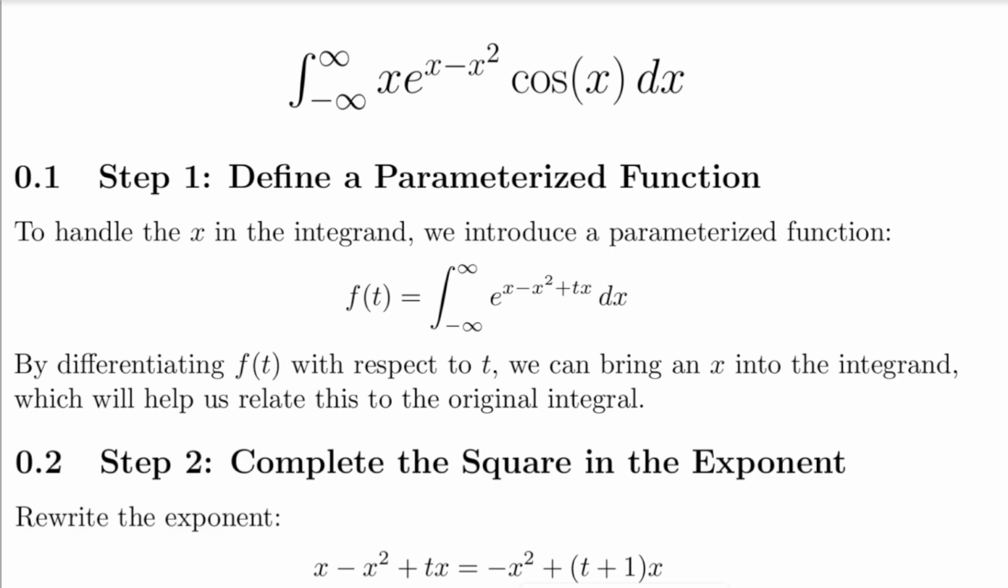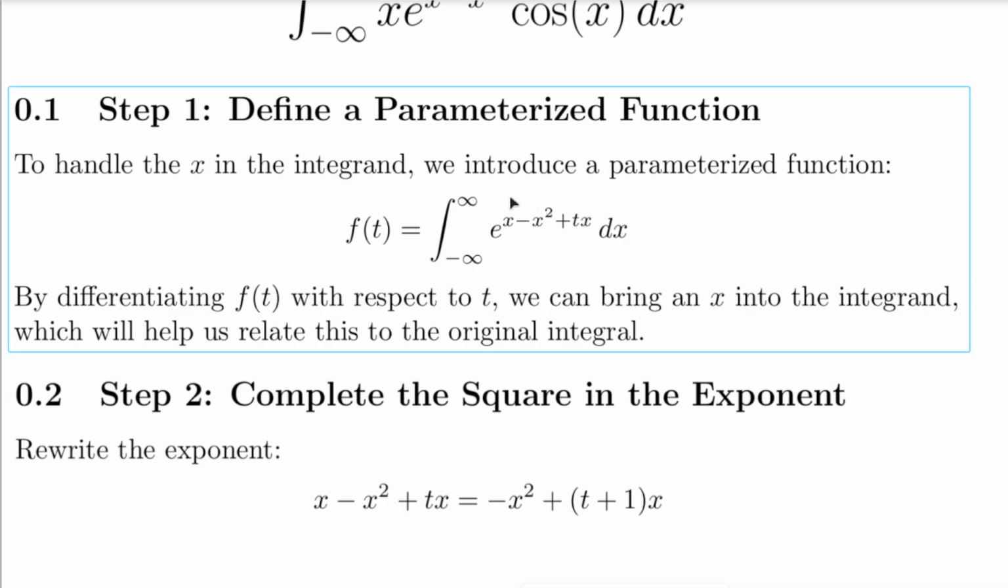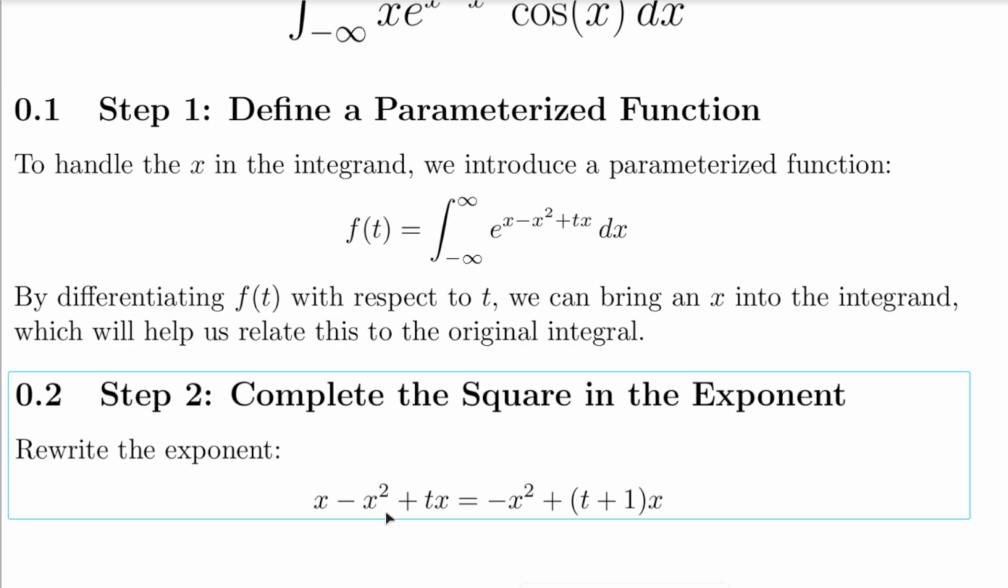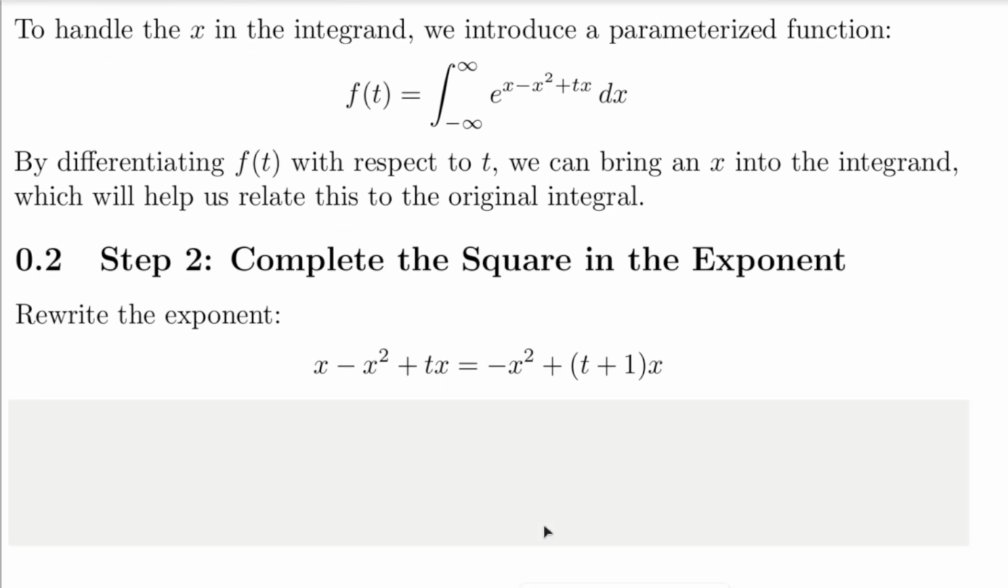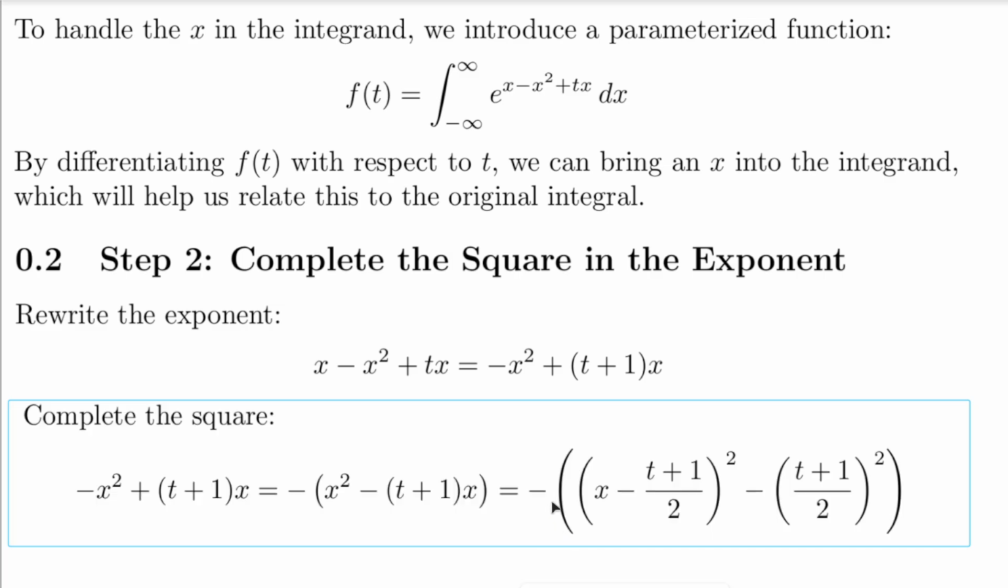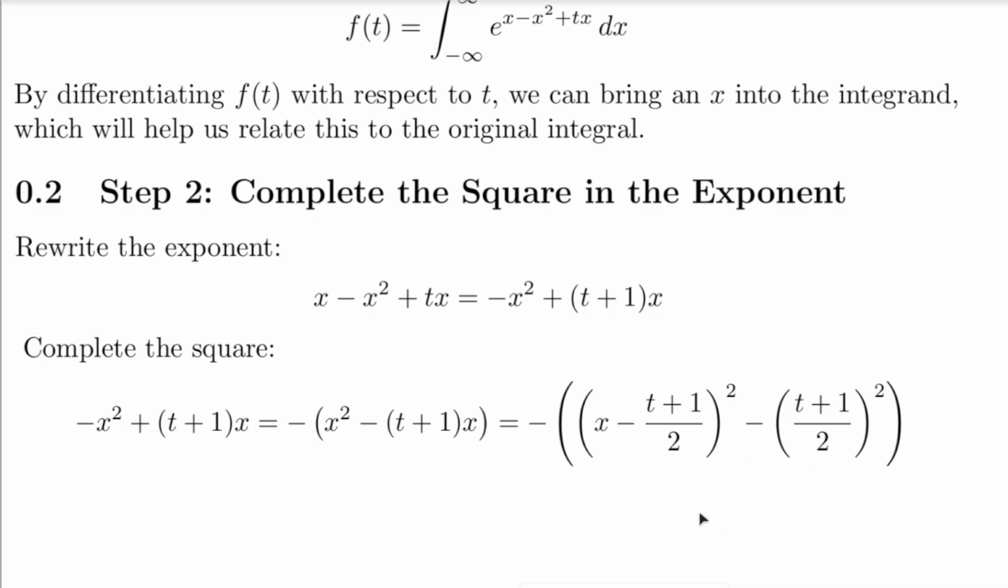All right. So next, we're going to complete the square. Let's complete the square on this right here. We can rewrite that as, by rearranging and factoring out a t plus 1, we can get it to equal this. And then next, we can rewrite it like this. Just bring that negative sign out and then complete the square.